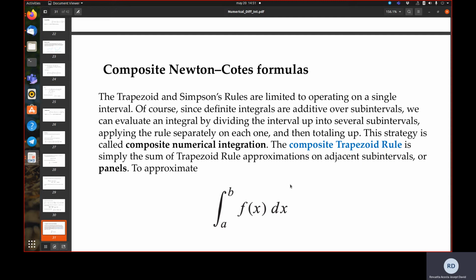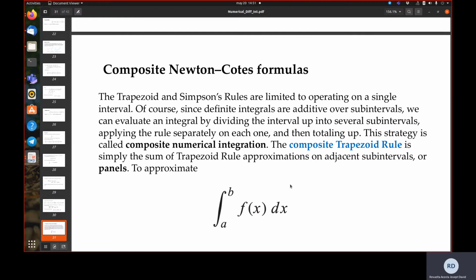Then we can calculate the integral by dividing the interval up into several subintervals and applying the rules that we already know, the Trapezoid rule and the Simpsons rule, separately on each one, and then we just add them up. So that would be the strategy to follow when we want to apply the composite Newton-Cotes formula. This strategy is called composite numerical integration. I don't remember if we say composite or composite, I think it's composite.